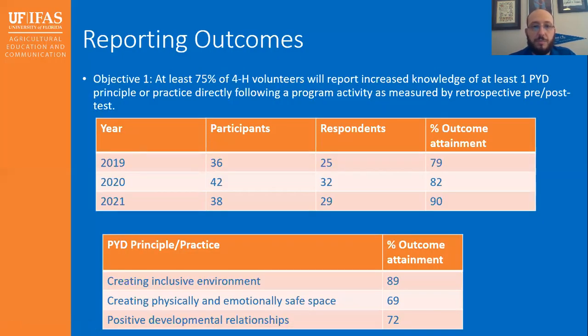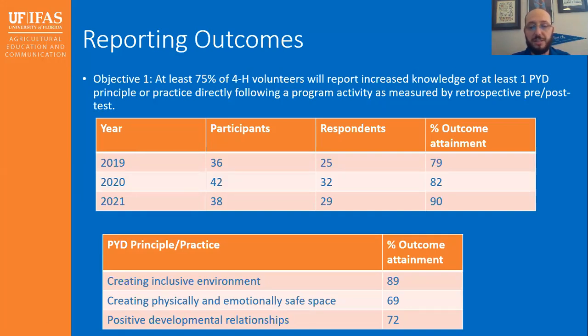All right, so now getting into reporting. We had all these self-constructs, we had the objectives. We have at least 75% of 4-H volunteers will report increased knowledge of at least one positive youth development principle or practice directly following a program activity as measured by retrospective pre-post tests. So this is where we take that large P objective and report based on the overall amount of participants, how many folks responded to that retrospective, and what was our level of success overall in having our 4-H volunteers report increased knowledge of at least one PYD.